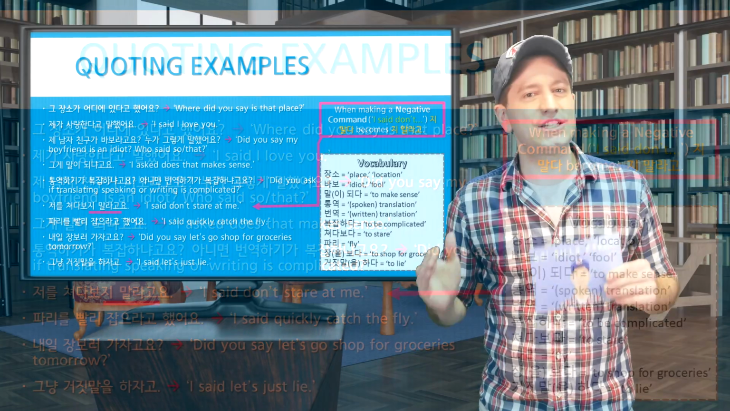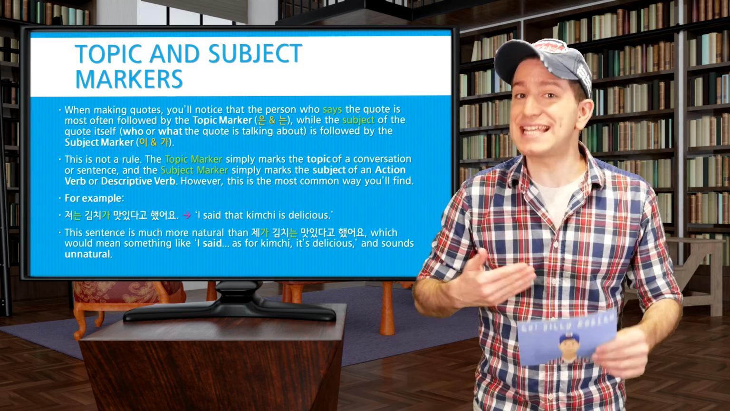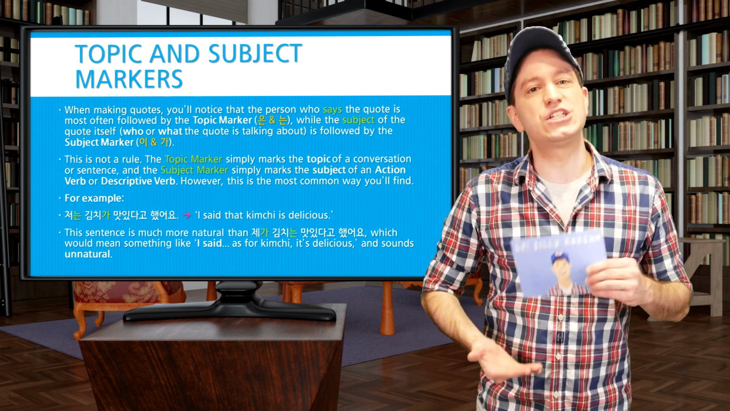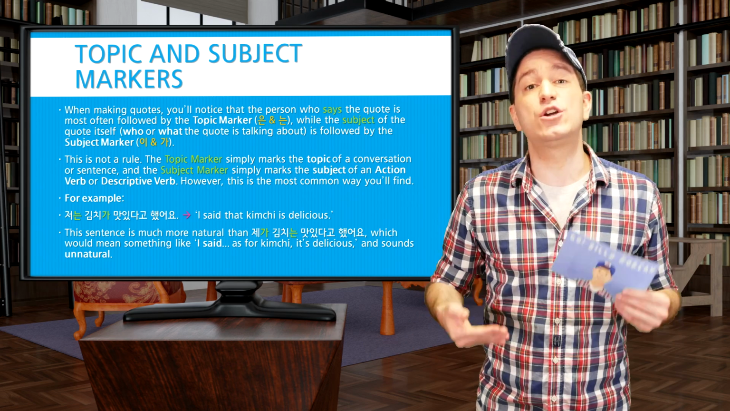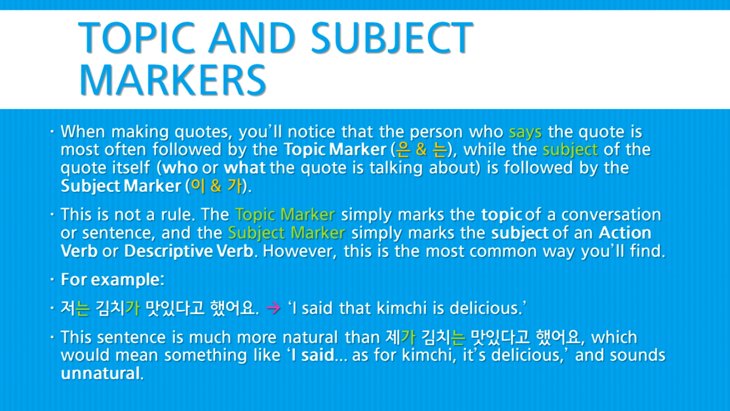Let's talk for a second about the topic marker and subject marker when you're making quotes. You might have noticed that whoever is saying the quote will be marked often with the topic marker, and whoever or whatever the quote is about will be marked by the subject marker. This is not a rule. The topic marker simply marks the topic of a conversation or a sentence. So here, the topic is yourself. As for me, this is what I think. This is what I'm saying. And the subject marker simply marks the subject of an action verb or a descriptive verb. However, this tends to be the most common way that you'll find.